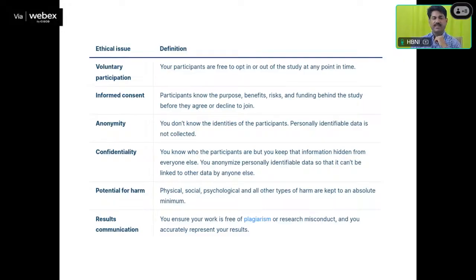And also you have to clearly mention that in the beginning we have carried out the preliminary studies and we are very much sure that the benefits will be much more compared to the risks. And also funding, who is doing the funding of the research, that type of information we should give to the various participants who are involved during the research process.